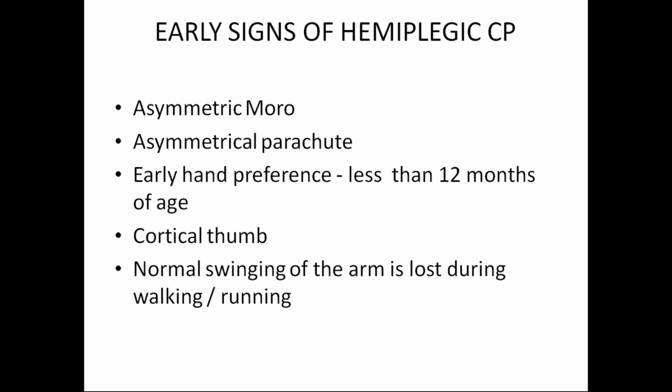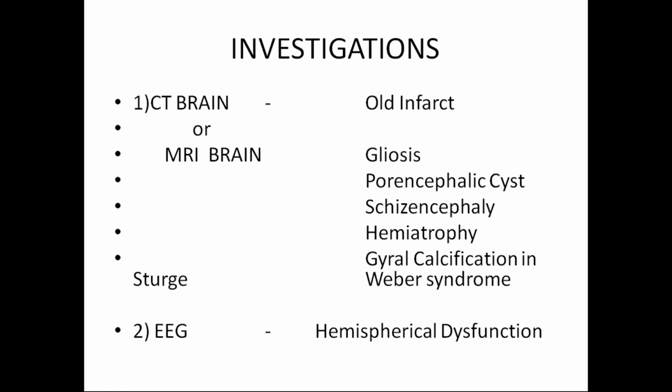In pediatrics, even in adults, the patient is directly going to come and tell you that I'm unable to use half of my body. So that is how you drop into your diagnosis of hemiplegia. Okay. Remember these things, because these are examiners' favorite questions. Asymmetrical Moro, I'm repeating, asymmetrical Moro, asymmetrical parachute, early hand preference before 1 year, cortical thumb, and loss of swing.